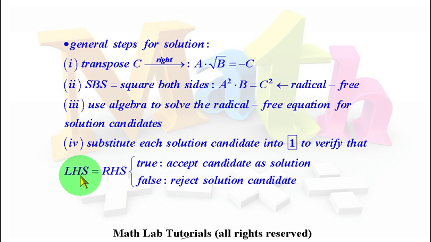Now the last step is to substitute each solution candidate into the original equation, equation 1, to verify that the left-hand side is indeed equal to the right-hand side. If you set the left-hand side equal to the right-hand side, it may turn out to be true, and that means we accept the candidate as a solution. Again, when you set the left-hand side equal to the right-hand side, it may turn out to be false, in which case we reject the solution candidate. And the reason why we get rejections is due to the squaring process. So be very careful with that. So let's go on to the next slide.